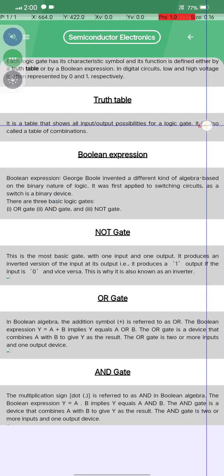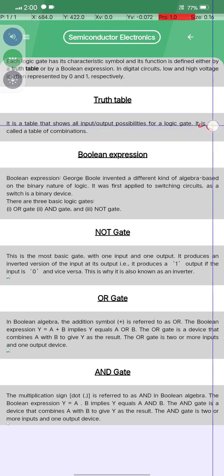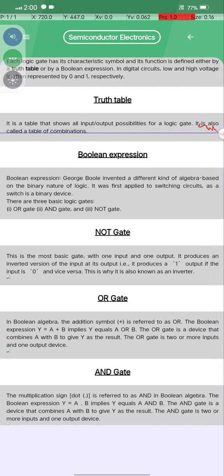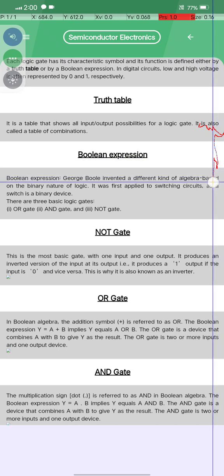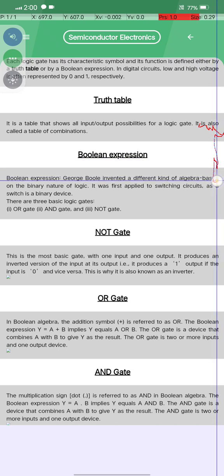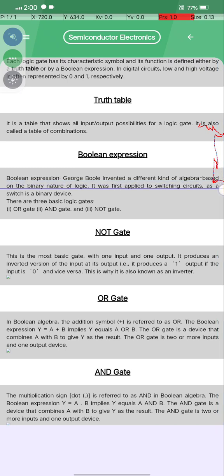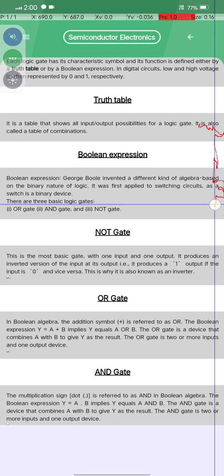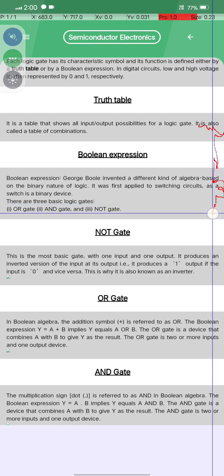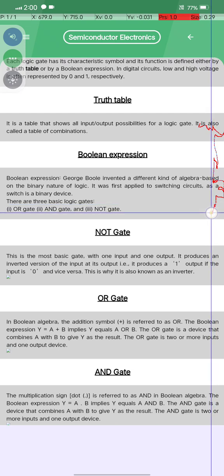What is a truth table? It is a table that shows all possible inputs and outputs for a logic gate, and it is also called the table of combinations. And what is a Boolean expression? George Boole invented a different kind of algebra based on the binary nature of logic, and it was first applied to switching circuits, as a switch is a binary device. There are three basic logic gates: the OR gate, the AND gate, and the NOT gate.